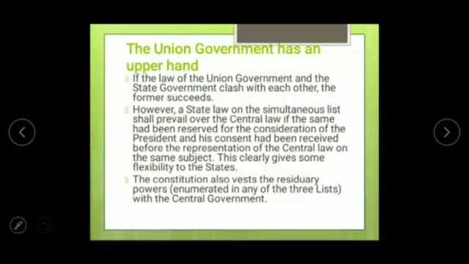Yes, if the same has been reserved for the consideration of the President and his consent has been given, but this does not mean the Centre can't. Then the Constitution vests the residuary power with the central government, which is the power to legislate on any matter not enumerated in the three lists: union, state and concurrent. It is given to the Union Parliament by Article 248.